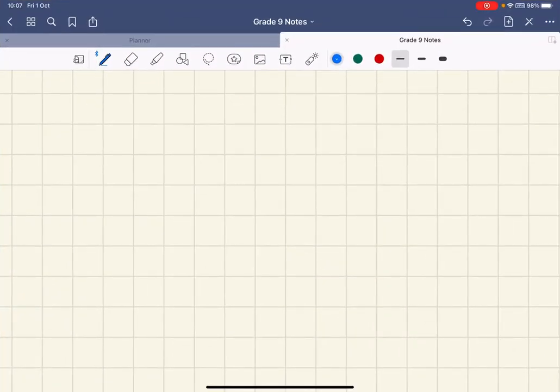So in this video we want to look at rationalising denominators. Now that's when a surd is on the bottom of a fraction. So I'm going to start off with one which is root 12 divided by root 6.